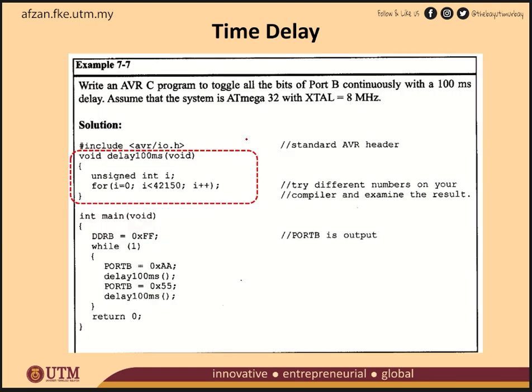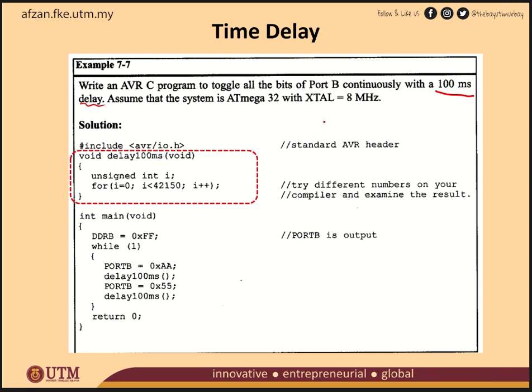Okay, so this is an example of how we're going to create a delay. You're going to write an AVR C program to toggle all the bits of port B continuously with 100 millisecond delay. So you see that you are going to create a 100 millisecond delay. Assume that the system is ATmega32 with XTAL 8 megahertz.